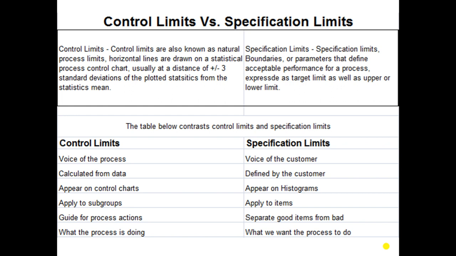And the specification limits are an external effect, the voice of the customer, defined by the customer, appearing on histograms, applying to individual items, separating good items from bad items, and showing what we want the process to do.